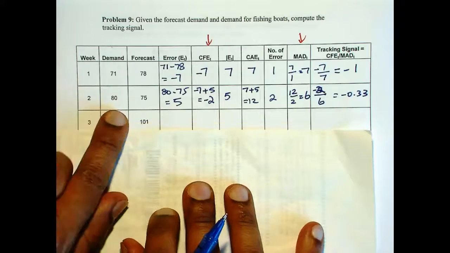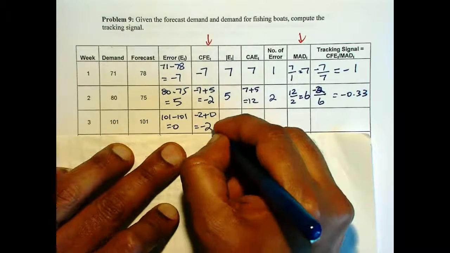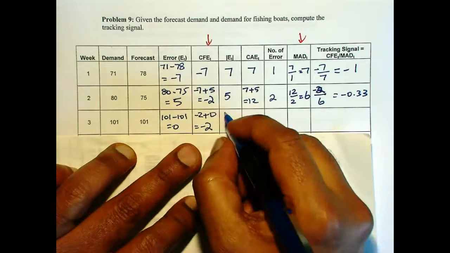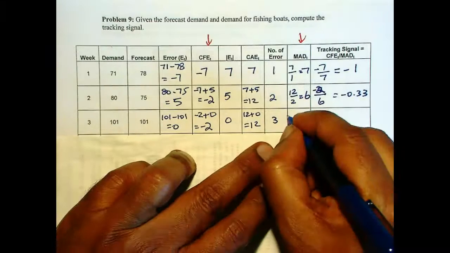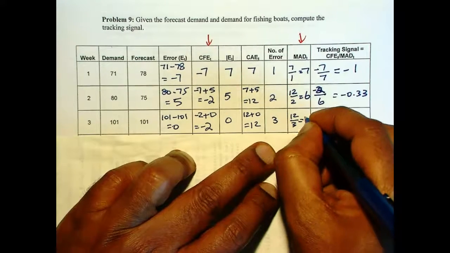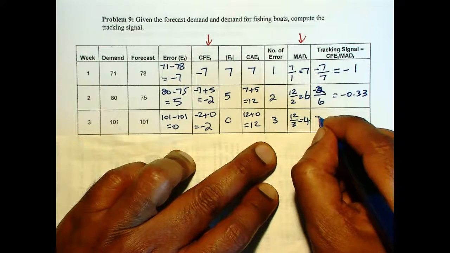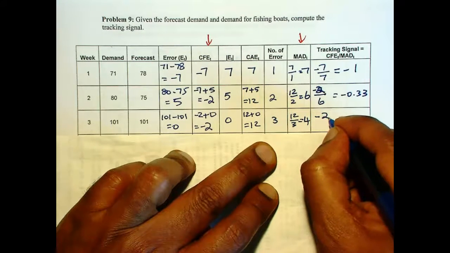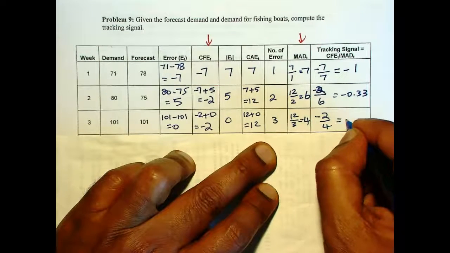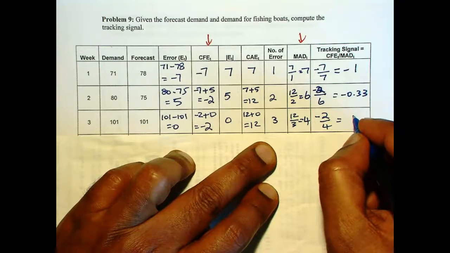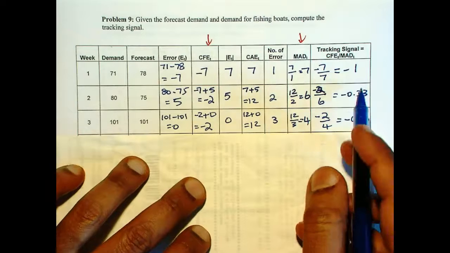Now the third period, we start out with a forecast and at the end of period 3 we have the demand, 101 minus 101. We have an error of 0, so the cumulative forecast error stays at minus 2, and the absolute error is 0, so it's 12 plus 0. Now we have 3 errors in it, so the MAD is 12 over 3 is 4, and then minus 2 over 4 is minus 0.5. So up to this point it's pretty good. It's close to 0. It's not too big.